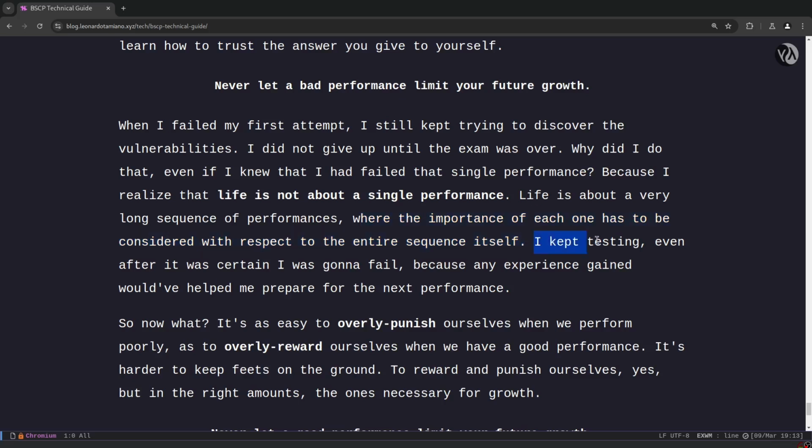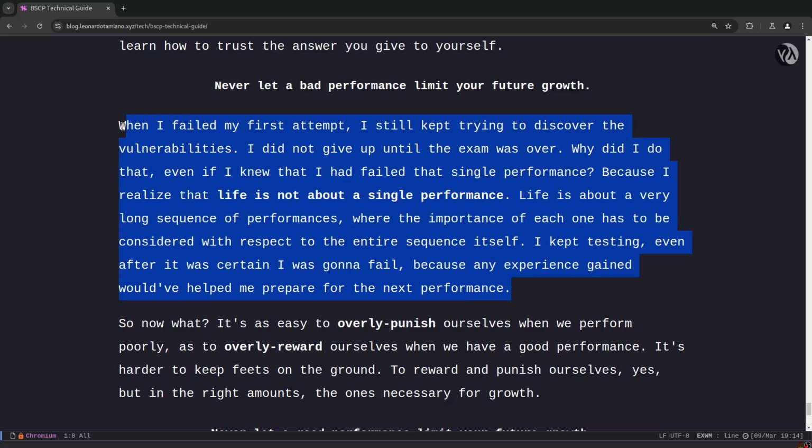So the idea is that I kept testing, even after it was certain I was gonna fail, because my mind thought, look, any experience I gain here will help me in the future for the next performance. And this is how I suggest you to live performances. They can go bad, as in you have a bad result. However, if you learn anything from them, that's still sort of like a positive growth that you can use later on to actually win them.